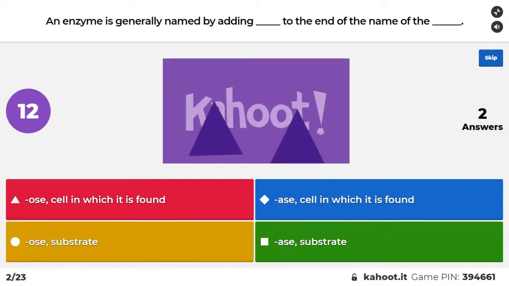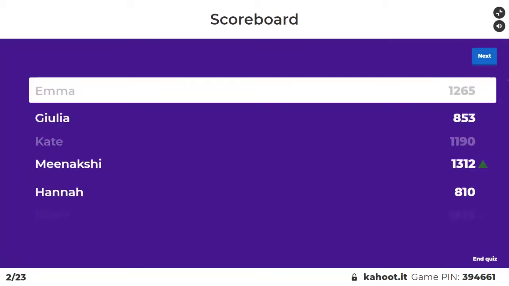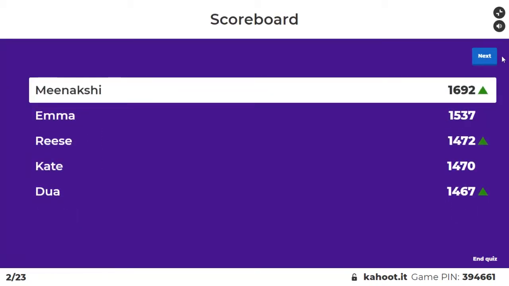This is a good little factoid. Yes, it ends with ace, but it's named after the substrate. So like lactose becomes lactase. So not after the cell in which it's found, but after the substrate that it works on. Okay, good thing to know. All right, Mina, good job.